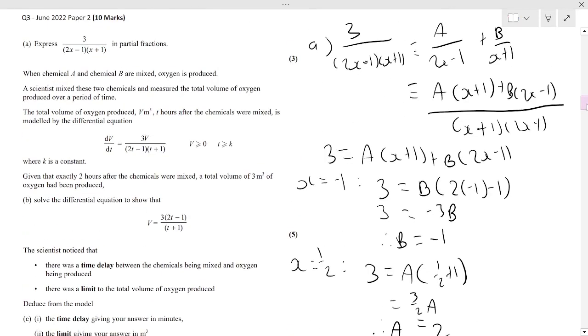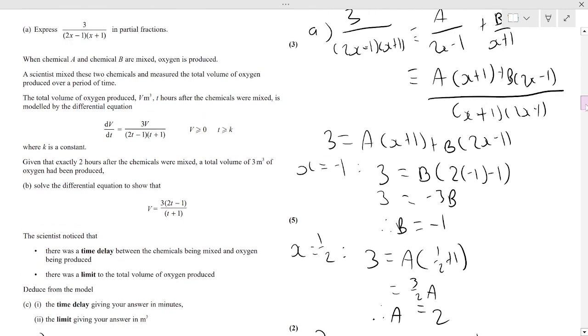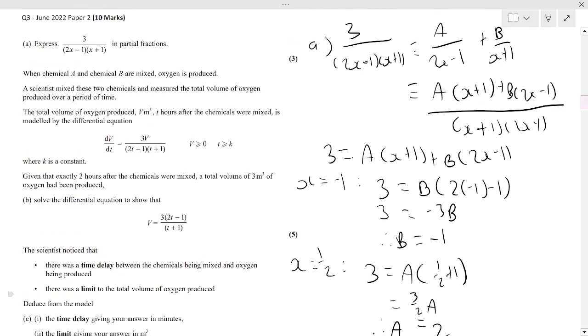So part B, then we are given the big block of text. Don't get bogged down by the words, right?